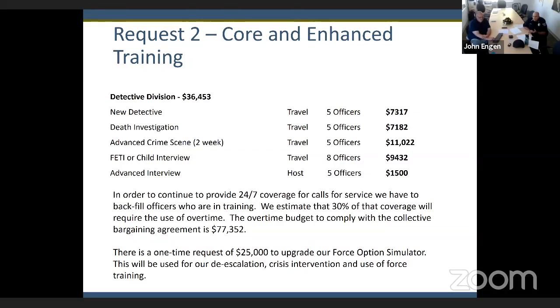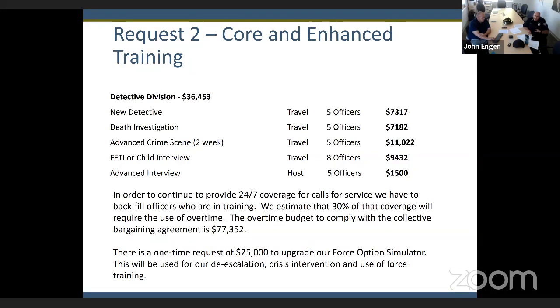And then in the training request, there is a one-time request for a $25,000 upgrade to our force option simulator. So what's the force option simulator? The force option simulator is a video and computer-based program that puts officers into various scenarios, and they work through them. How the officer reacts to what is on the screen dictates how the subject in that video will react to them.